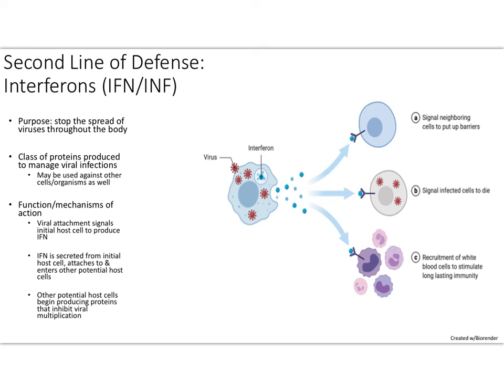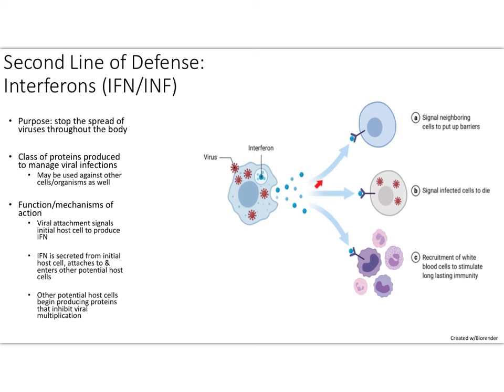The way interferons work is that as soon as a virus attaches to a host cell, the host cell recognizes that that virus is there, and the host cell wants to warn other nearby cells that there is a virus around. So what this cell does is create interferon, which is this protein that will then be released and sent over to neighboring cells. Interferon attaches to these neighboring cells, and this causes a couple of different things to happen.